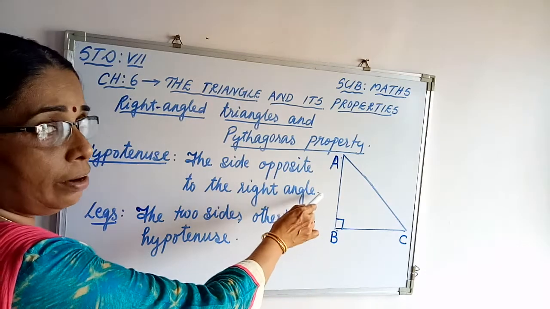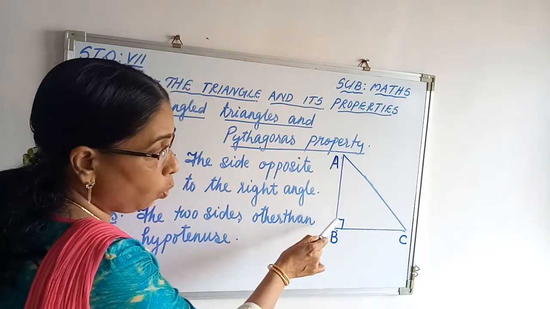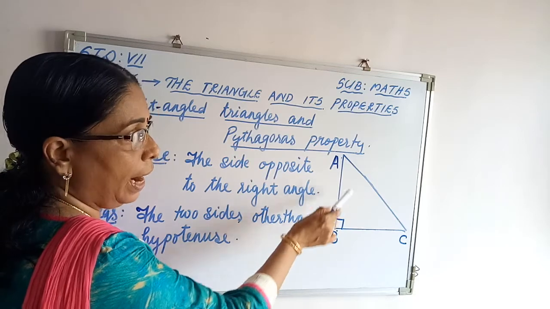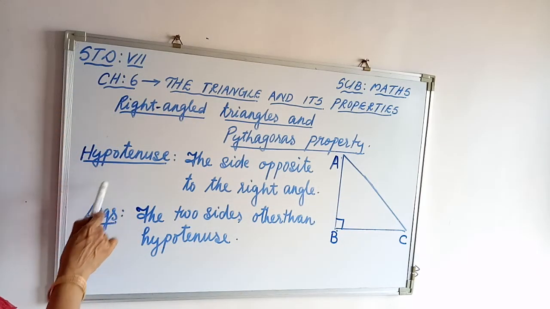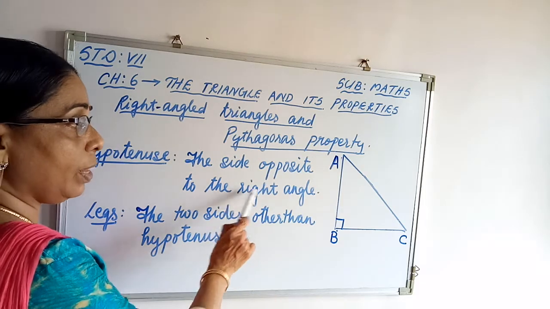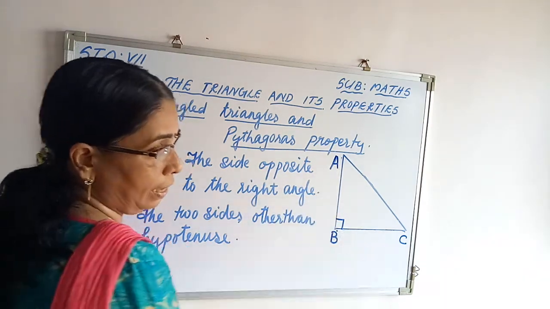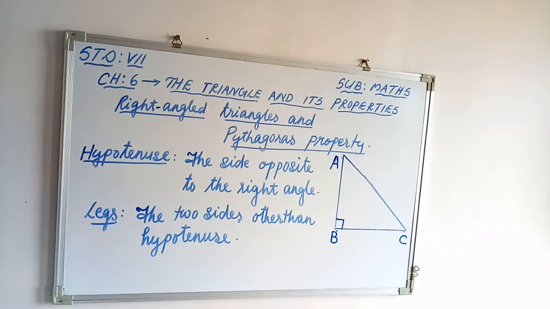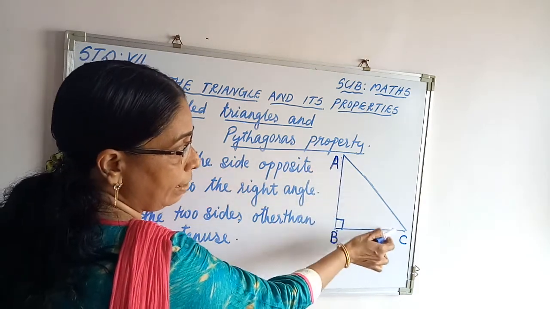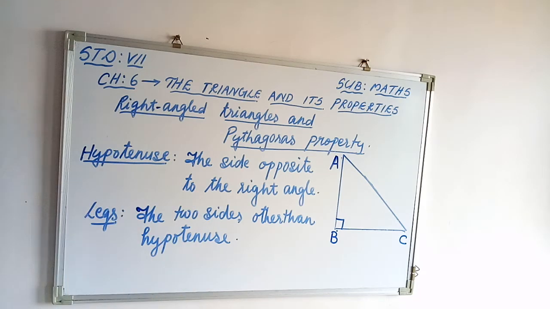Now, some terms related to the right-angled triangle. You can see the side AC, which lies opposite to the angle 90 degrees, or we can say the side AC is opposite to the right angle, and that side is called the hypotenuse. What is the hypotenuse? The side of a right-angled triangle which is opposite to the right angle is called the hypotenuse. The remaining two sides, AB and BC, are called the legs of the right-angled triangle. So in right-angled triangle ABC, angle B is equal to 90 degrees, the side AC is the hypotenuse, and AB and BC are the legs.